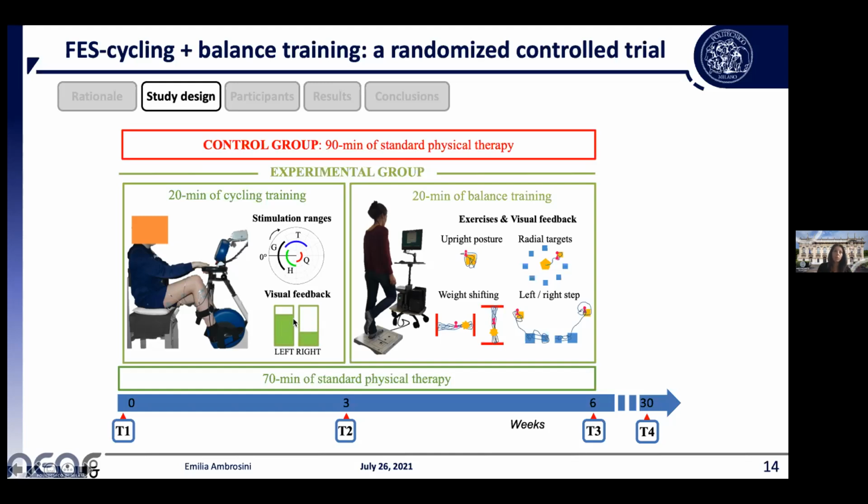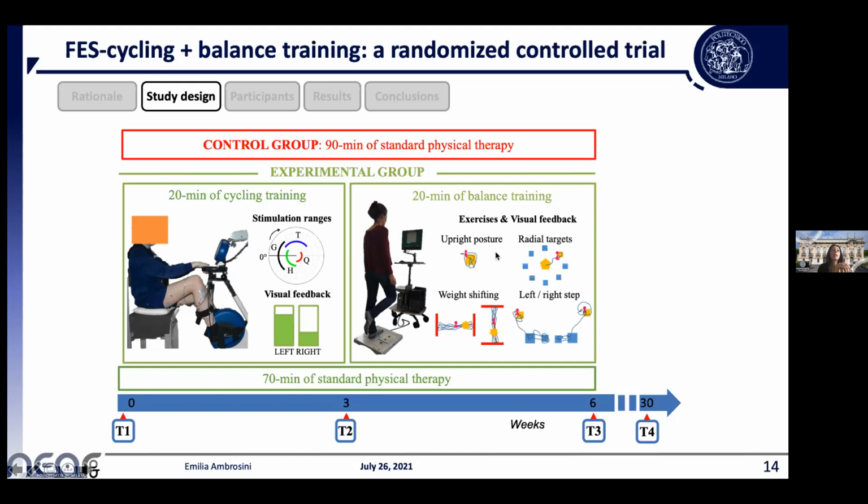similar as possible. After 3 weeks of training, instead of cycling training, the same subjects of the experimental group were involved in a balance training using a balance board with visual biofeedback showing the center of pressure, with different exercises in which they were asked to move the center of pressure with respect to some specific targets. So weight shifting, just standing posture, and so on.